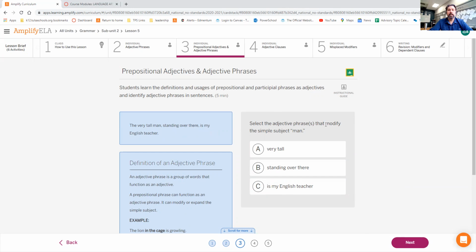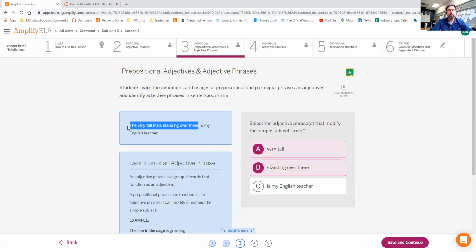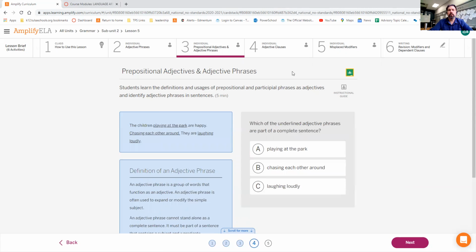Select the adjective phrases that modify the man. So again, which man are we talking about? Well, the very tall man standing over there. Both of those things tell us which man. Again, if you had a whole group of people and 15 were walking and 9 of them were tall, and there's one dude standing there, you could say the very tall man standing there. I'd know exactly which person you're talking about. Specificity, it's helpful. I'll let you do 4 and 5 on your own.